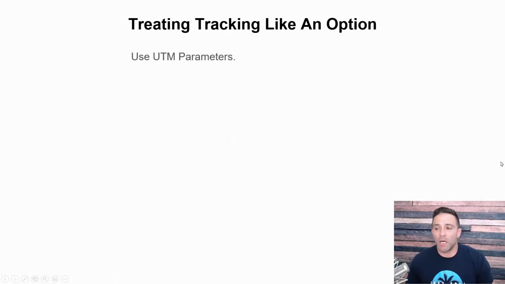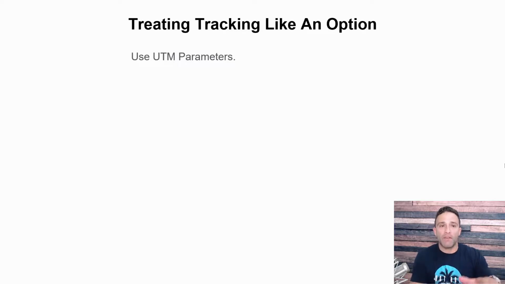Treating tracking like an option, especially now with iOS changes and everything, you have to use UTM parameters. We have something a little more advanced internally. We have some software that we built that helps us really have true attribution. We don't guess on what's converting.